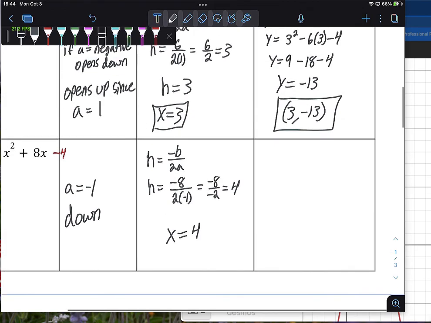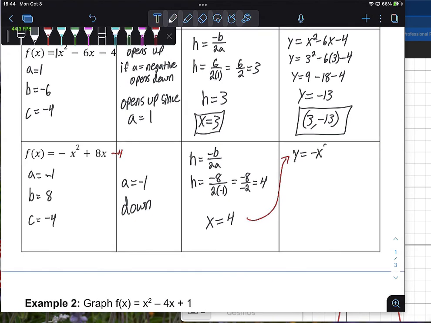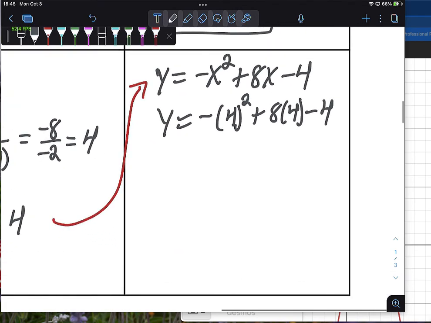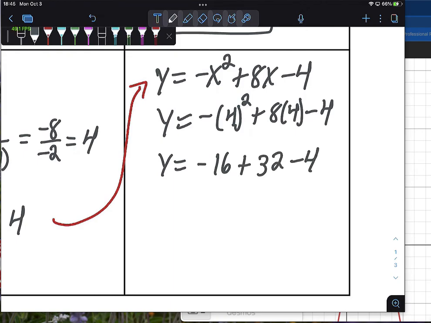I'm going to plug this back in over here, so it's going to be y is equal to negative x squared plus 8x minus 4. Plug in a 4 anywhere there's an x. So it's going to be negative parentheses 4 squared plus 8 parentheses 4 minus 4. If I work this out, y is equal to 4 squared is 16. It turns into negative 16 plus 32 minus 4.